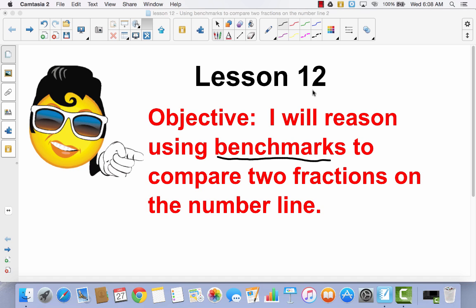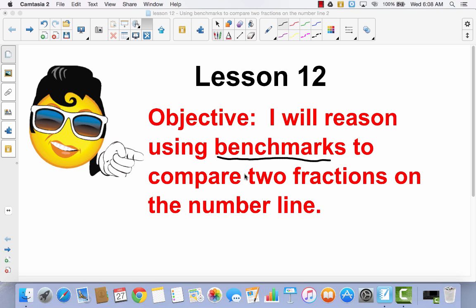Lesson 12, I will reason using benchmarks to compare two fractions on the number line. We started talking about how you can put fractions on a number line in Lesson 11, and today we're going to talk about benchmarks. A benchmark is where you use something that you understand to compare to things that you don't understand. And we're going to be using some benchmarks on the number line. I'll point them out to you as we get there.